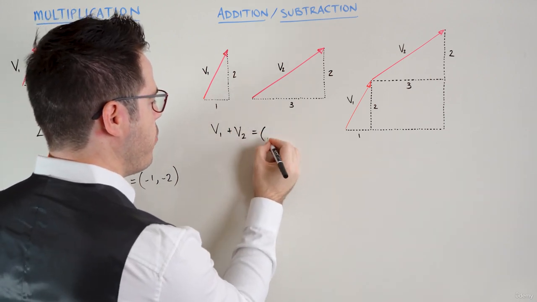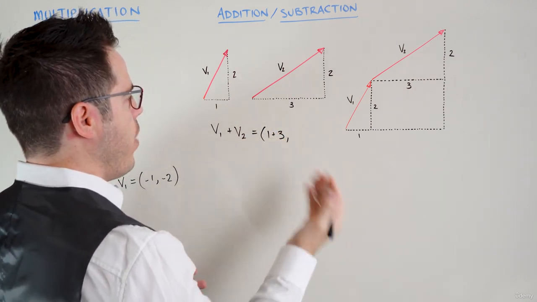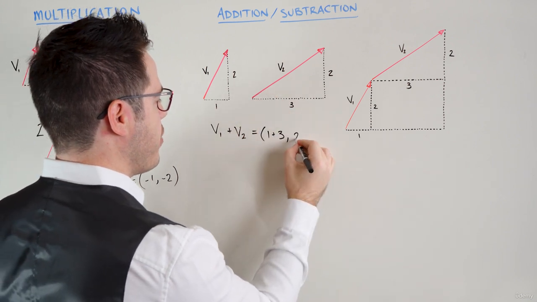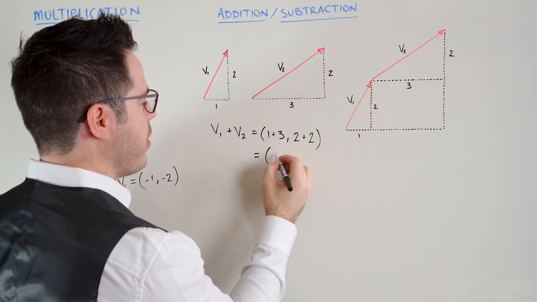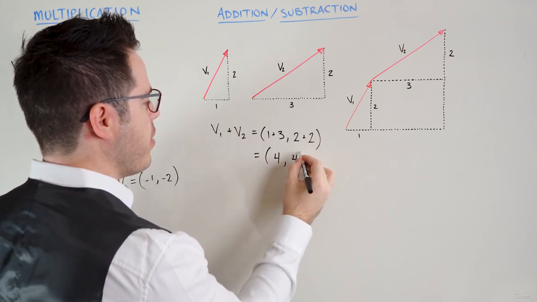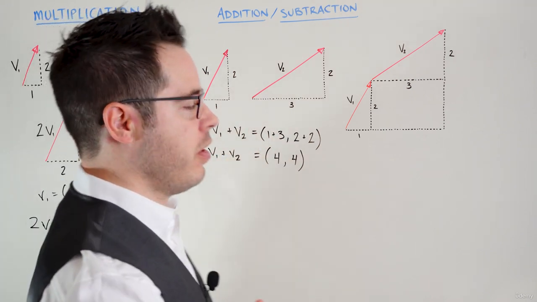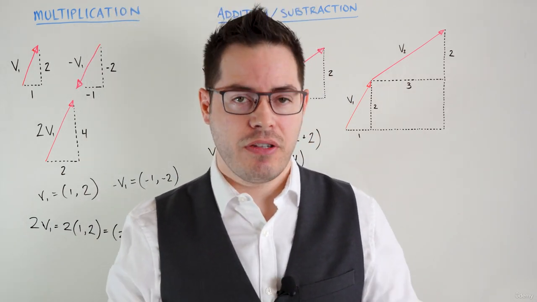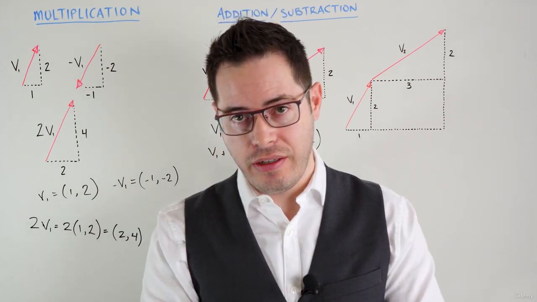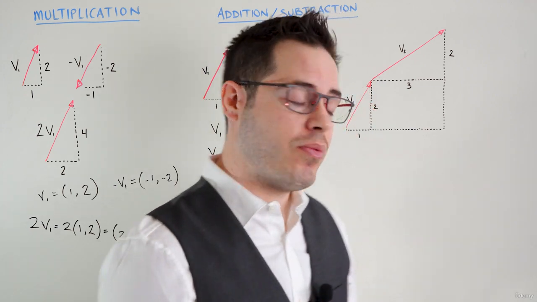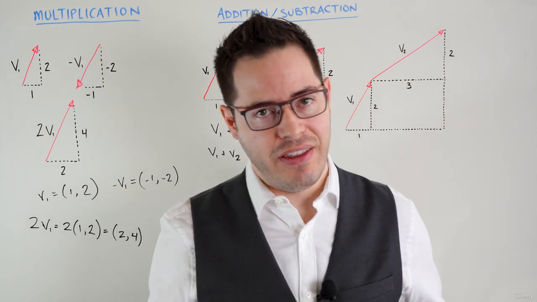v1's x component is 1, and we can add v2's x component, which is 3. For the y, we do the same thing. v1's y component is 2, and v2's y component is 2. Simplifying this down, 1 plus 3 is 4, and 2 plus 2 is 4. So v1 plus v2 is the vector 4, 4. We call this component-wise addition because we're taking the x components and adding them together, and we're taking the y components and adding those together. And we use the same process for a three-dimensional vector as well. If these vectors had z components, we would simply add the z components together to add the two vectors.